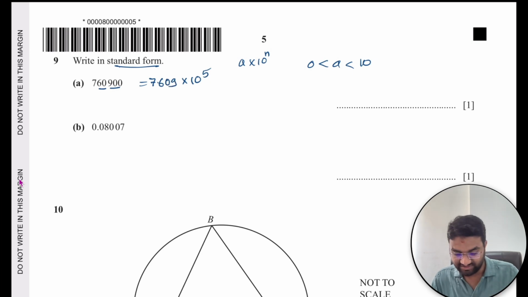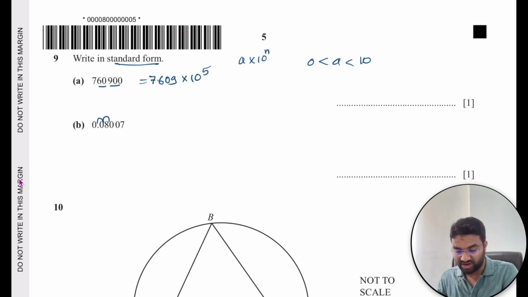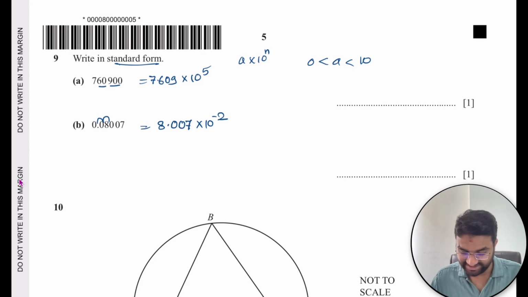Even here you can write 7.609. That's also fine. Then for this one, you have to shift the point 2 places to the right. When you shift right, you have to give the negative power. So it's 8.007 times 10 to the power of negative 2. Getting it? Isn't it interesting?